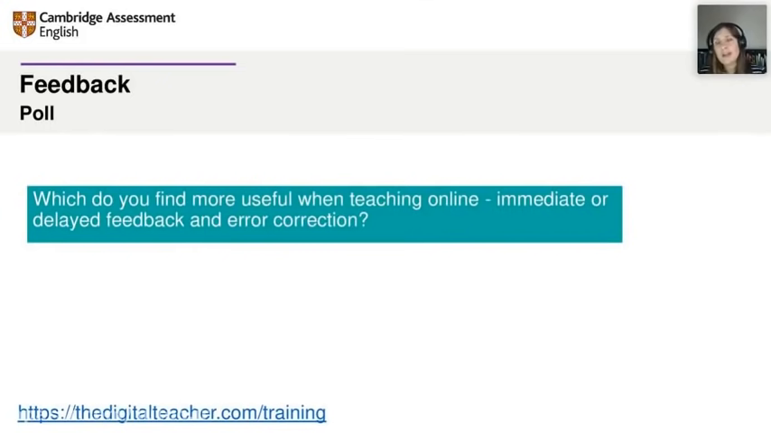Okay, so again, I agree with you. It depends. It completely depends on the activity. Think about how best to give that feedback. Is it something you can do very quickly on the spot, or is it something that requires a little bit more thought? Let's have a look.